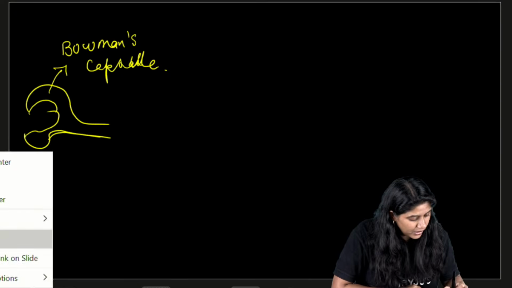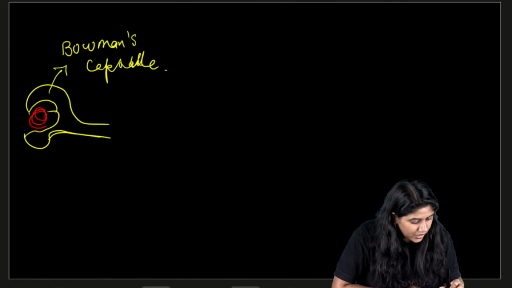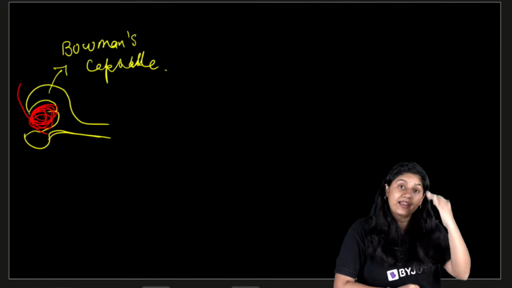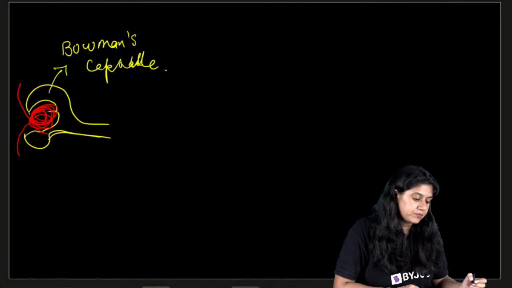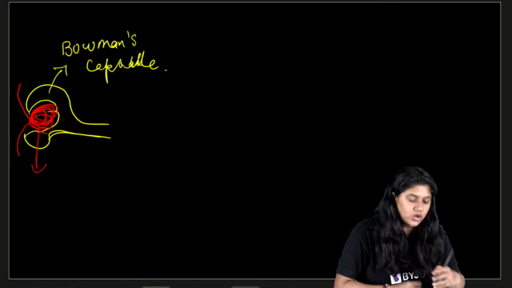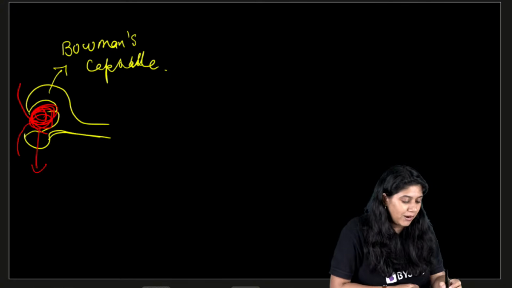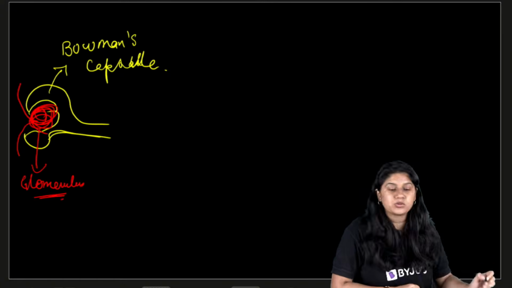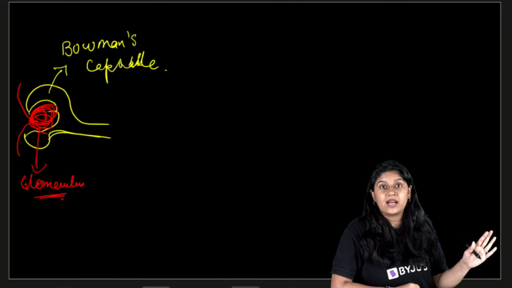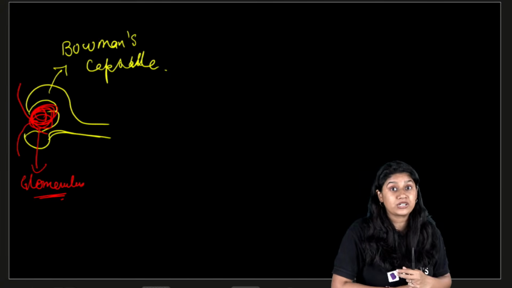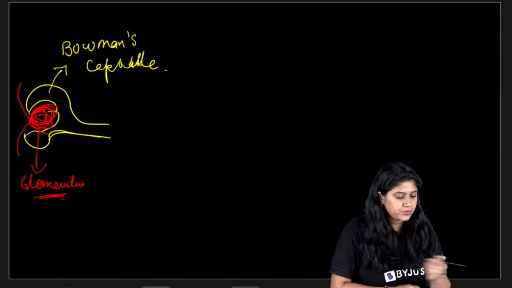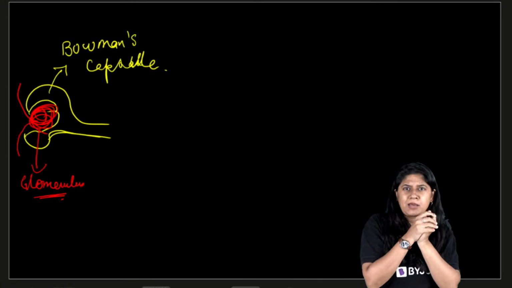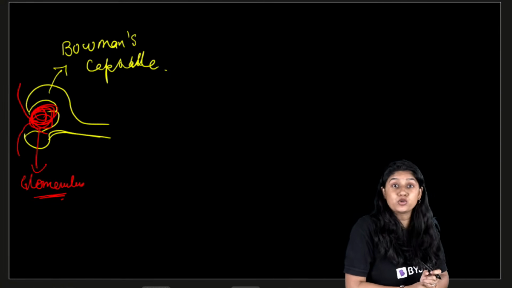Inside it, we have blood capillaries, a bunch of them. These blood capillaries are entering and leaving. This whole bundle is called the glomerulus. Everyone, I will show you the diagram, and you can take a screenshot of it later. But now just focus here. We have the Bowman's capsule, which is a cup-like structure, and inside that we have a bunch of capillaries, which is called the glomerulus.